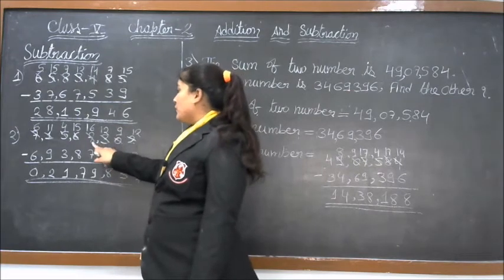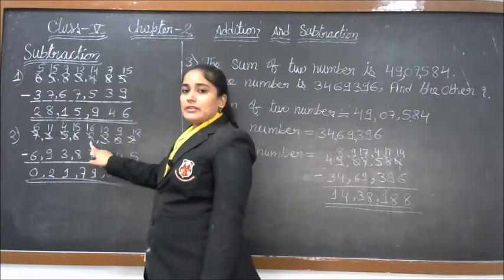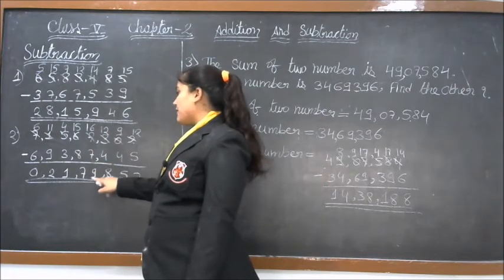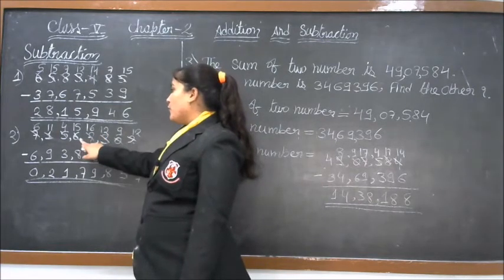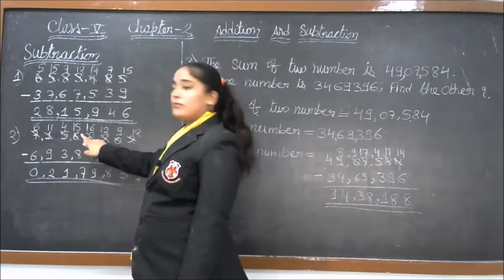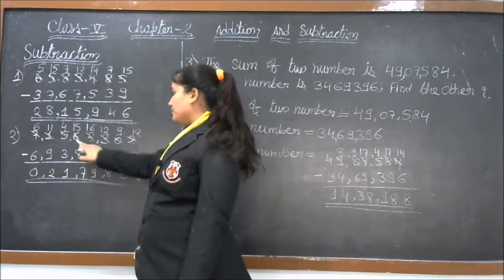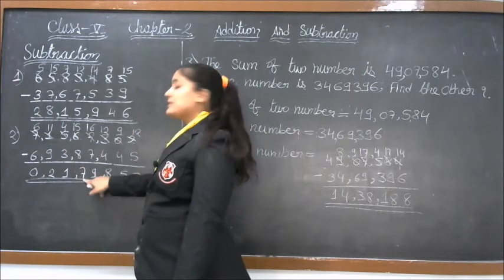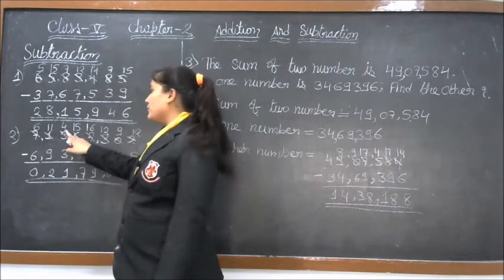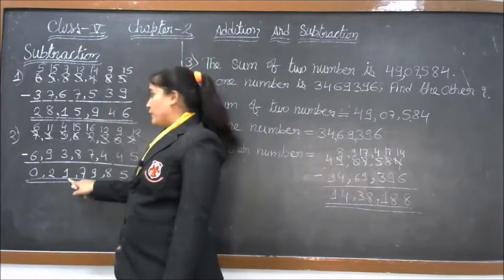Now, we take 1 from here. So, what is left here? 6. So, now it is 16. 16 minus 7 is 9. Now, what is left here? 5. 5 minus 8 is not possible. We take 1 from here. 15 minus 8 is 7. Now, what is left here? 4. 4 minus 3 is 1.